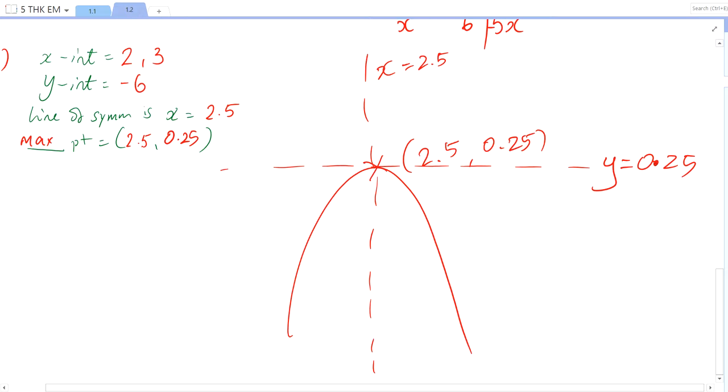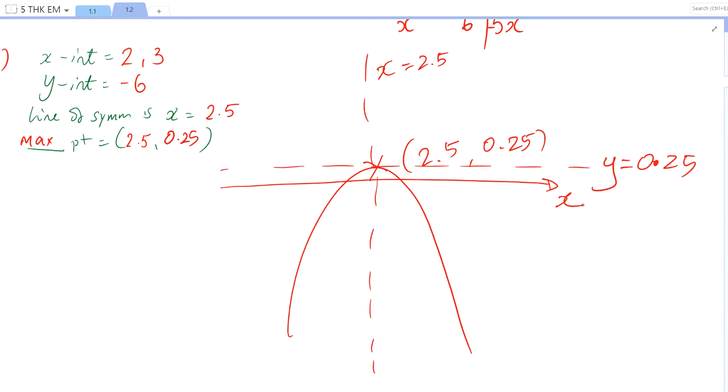Now that I know this is y equals to 0.25, my x-axis, must it be above or below? Must be below. A lot below or a little bit below? A little bit, because y equals 0.25 is very close to the x-axis. So let me have my x-axis over here, just a little bit. Then my y-axis, will it be on the left or on the right? It will be on the left, because this vertical line that I have is x equals to 2.5.